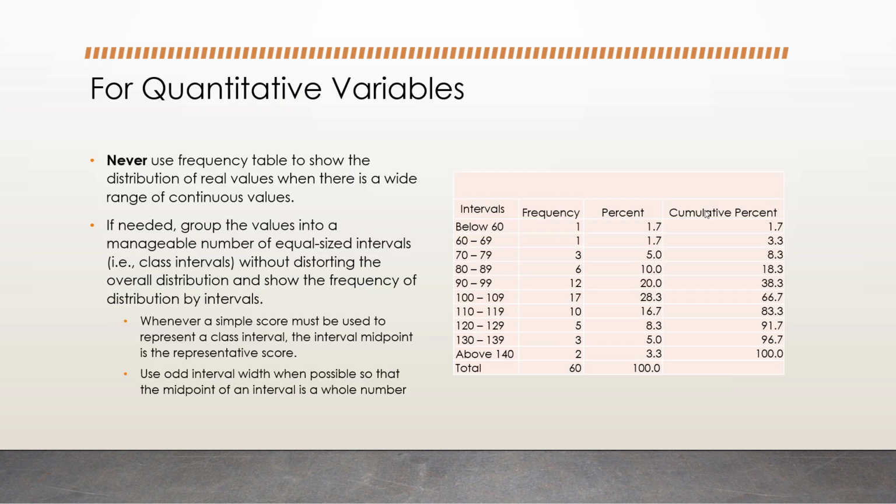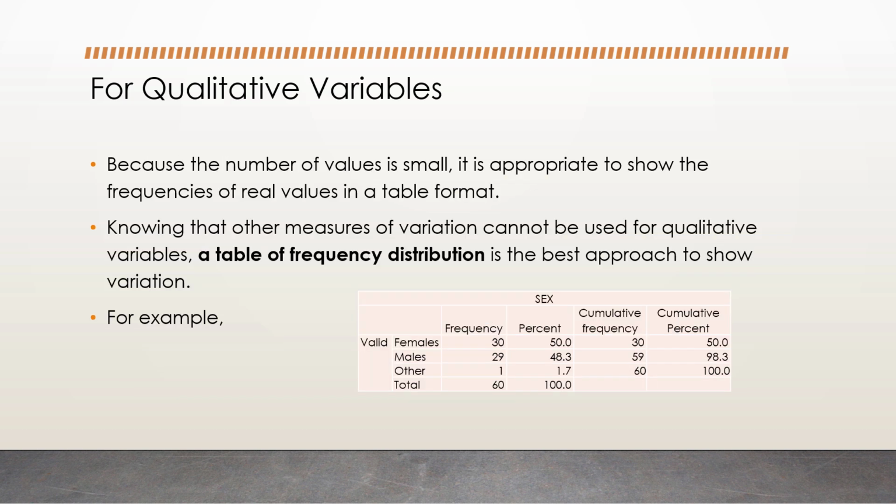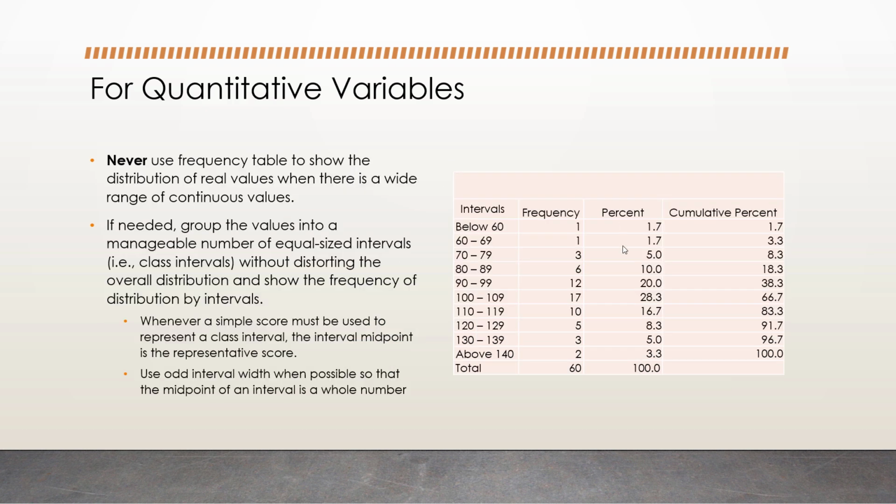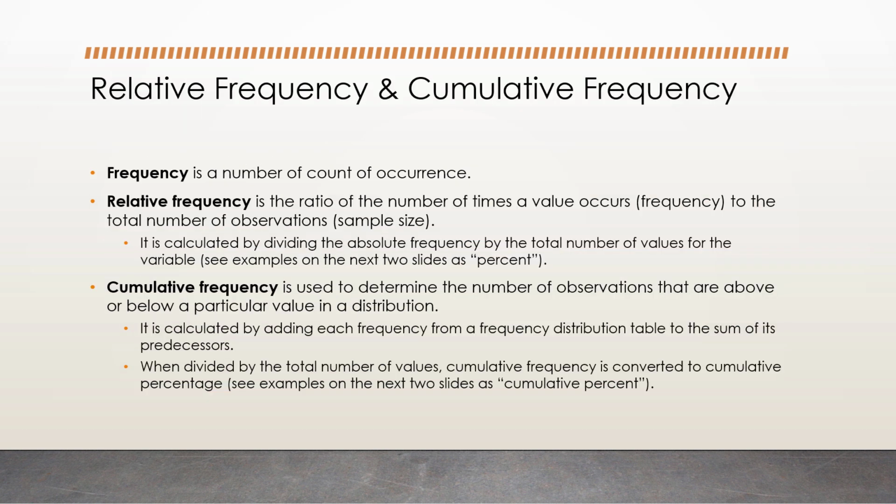Dividing cumulative frequencies by the total number of observations converts them to cumulative percentages, which explains why the cumulative percent of males is 98.3%. The result of dividing 59 by 60. The percentage column shows relative frequency, which is the proportion of observations for each value. It's calculated by dividing the frequency counts by the total number of observations.